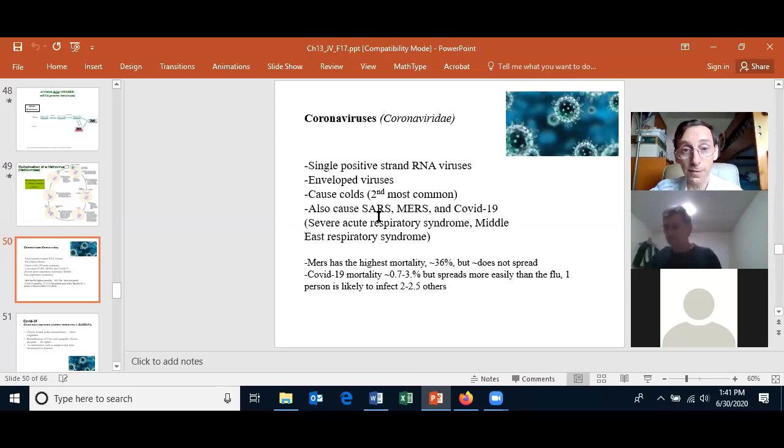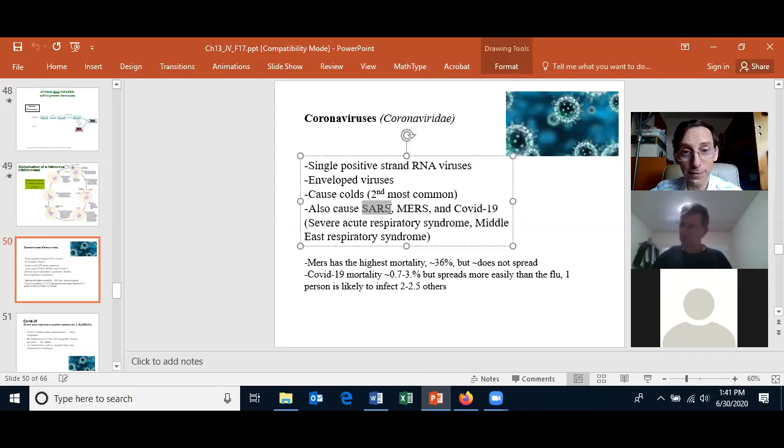SARS hit in 2003 and appears to be extinct. Let's hope it is. At least it hasn't hit the human population. And I don't know if they know where that came from, obviously from an animal. The question is, is SARS still around, and can it reinfect the human population in the future? And I don't know the answer to that.